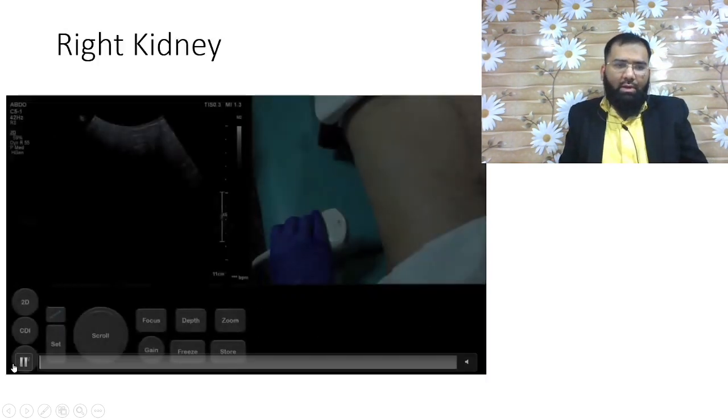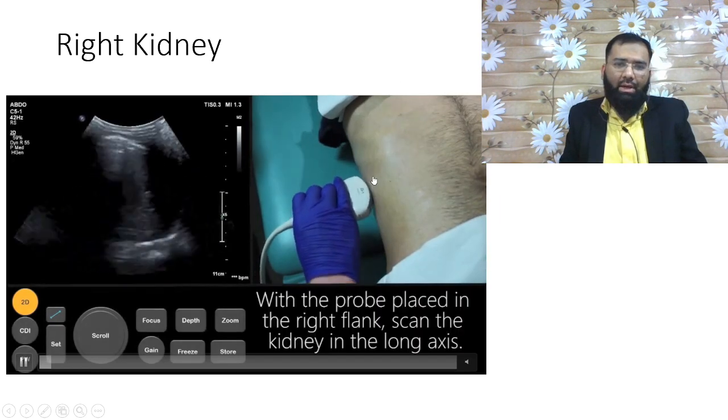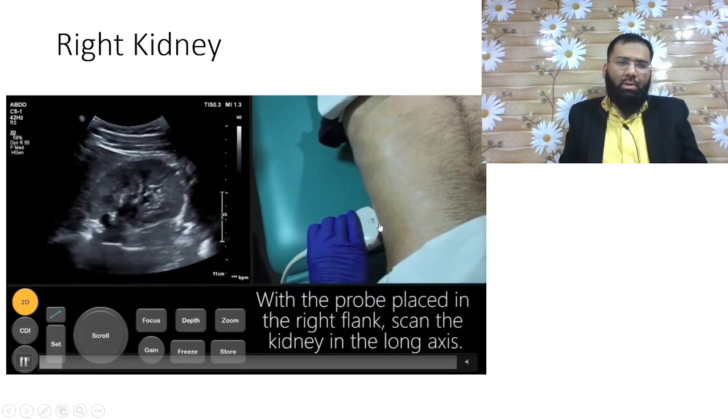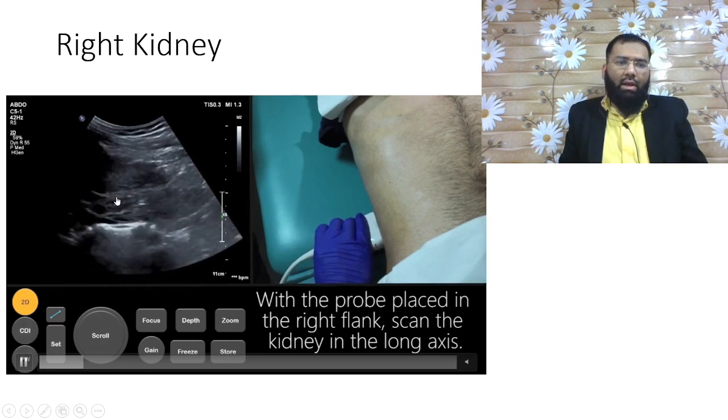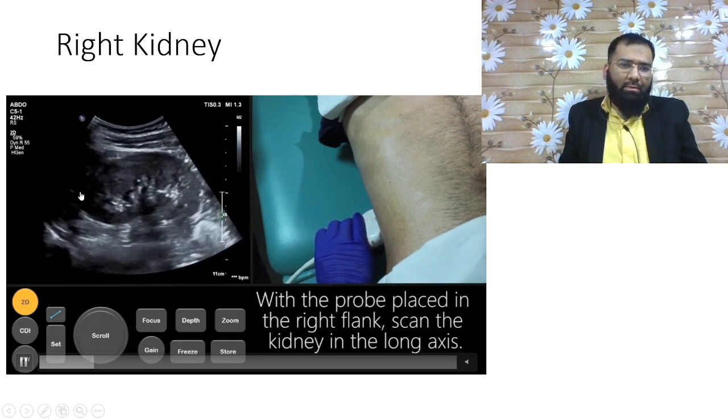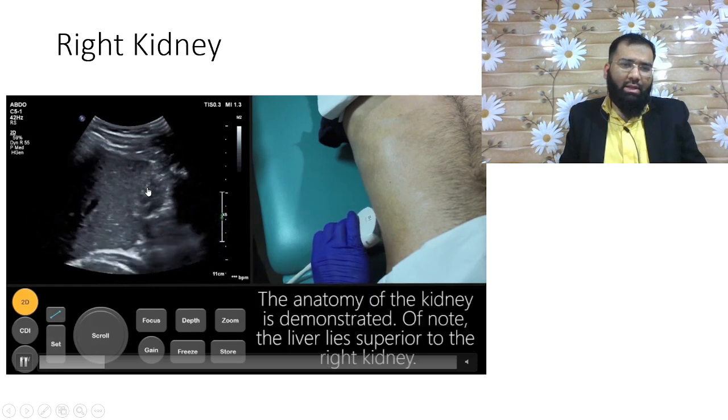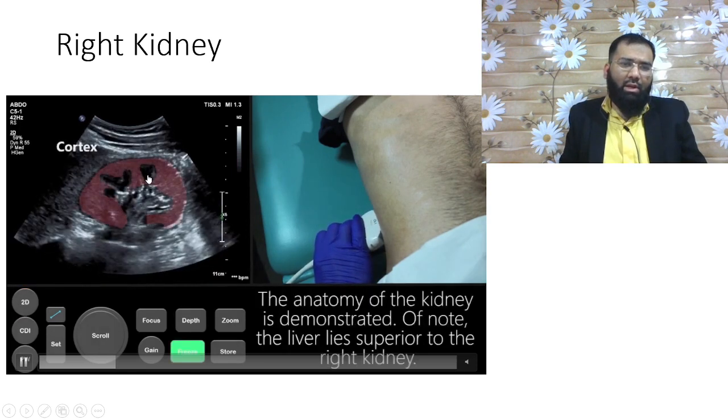So now we'll be seeing the right kidney. The patient is supine. Now we are placing the probe in the right flank region. I'm able to see the right kidney here, and now look carefully. Outside is the cortex. This is the liver. We are able to see this portion is the cortex.